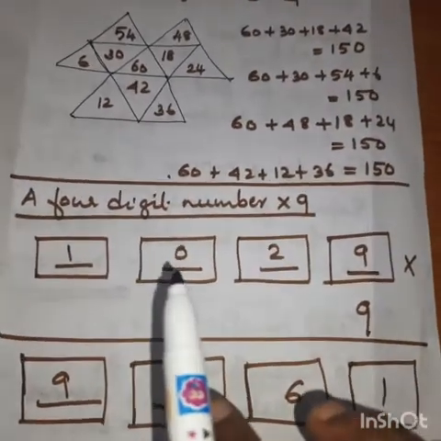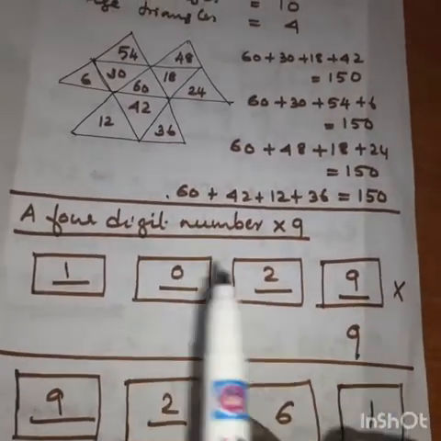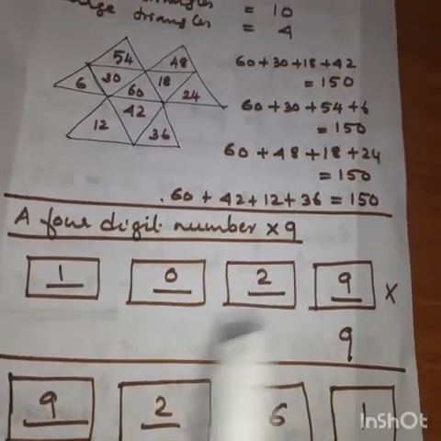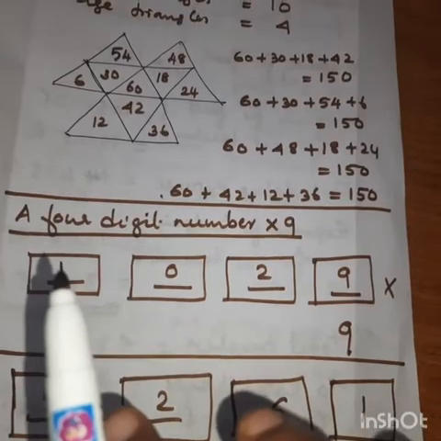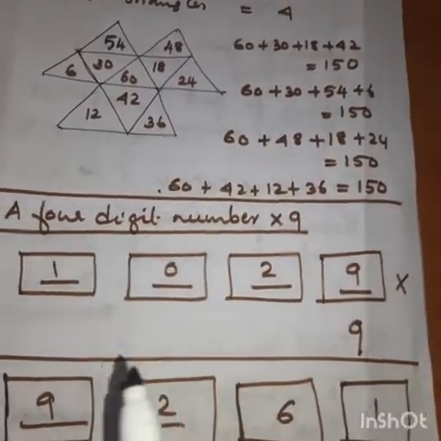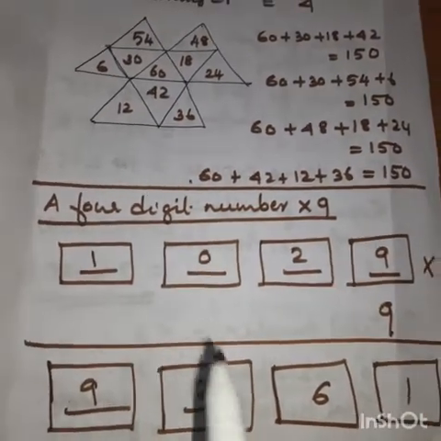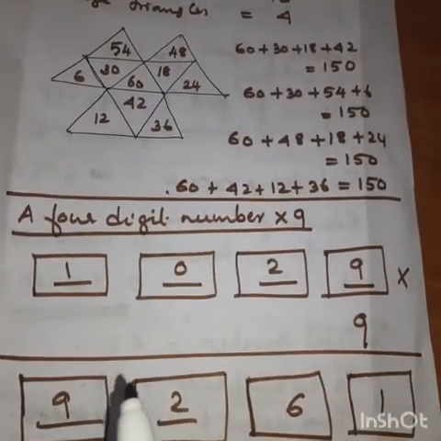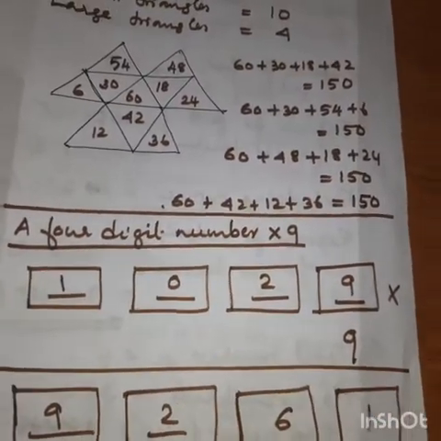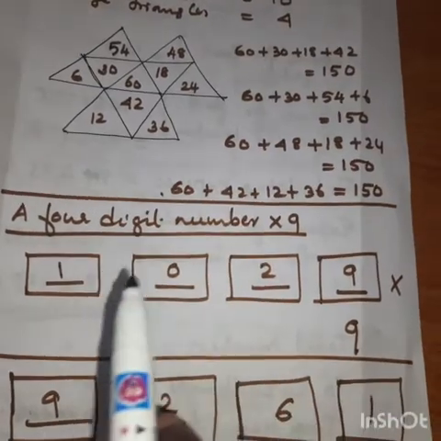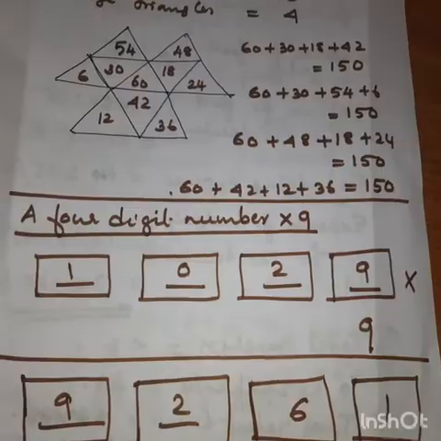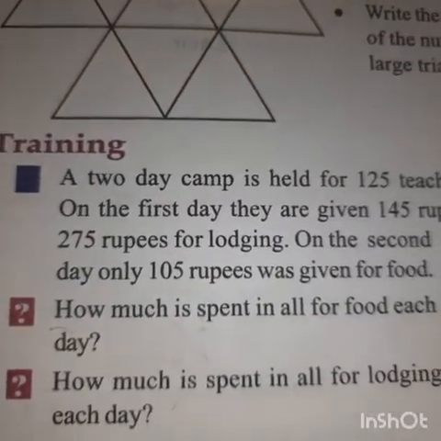So this number is 0. 9 into 0, 0 plus 1 plus 2, 2. And 9 into 1, 9. If here the number is 2, 9 into 2, 18, which is 2 digits. There is only 1 column for writing a number. So except 1, no number matches here. So 1029 into 9 is equal to 9261.